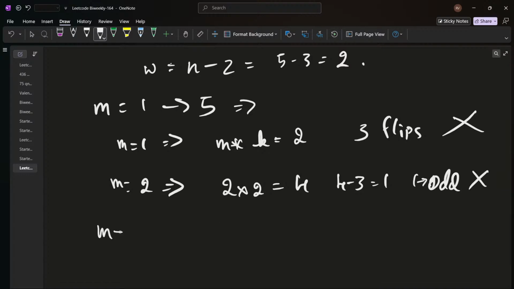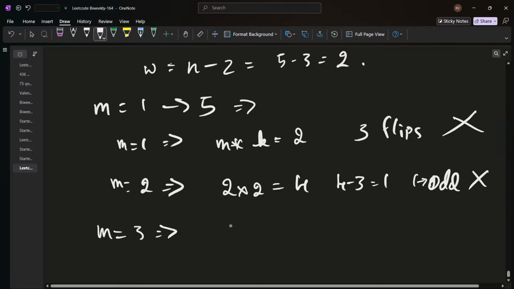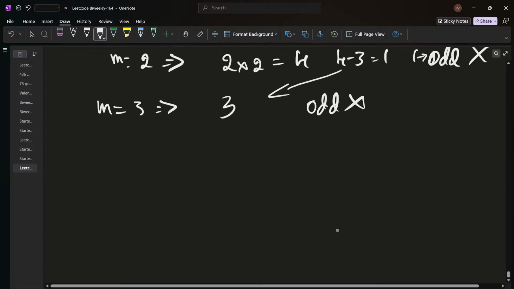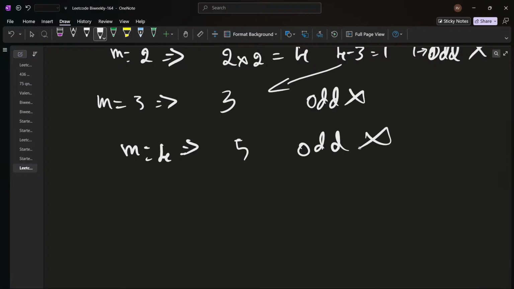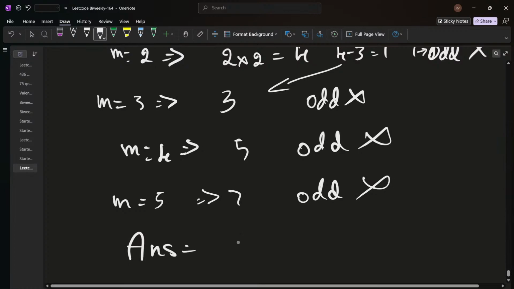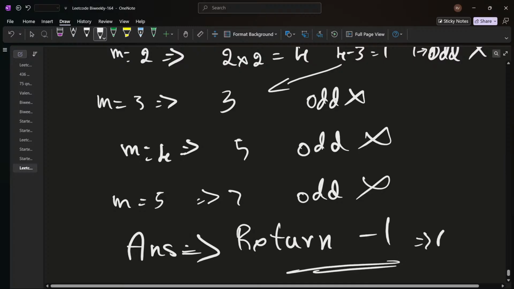M is equal to 3. The difference will be 3 here, odd, so it won't work. M is equal to 4. The difference will be 5, again odd. It won't work. M is equal to 5. The difference is equal to 7, odd. It won't work. So the answer will be, as they have said, return -1.